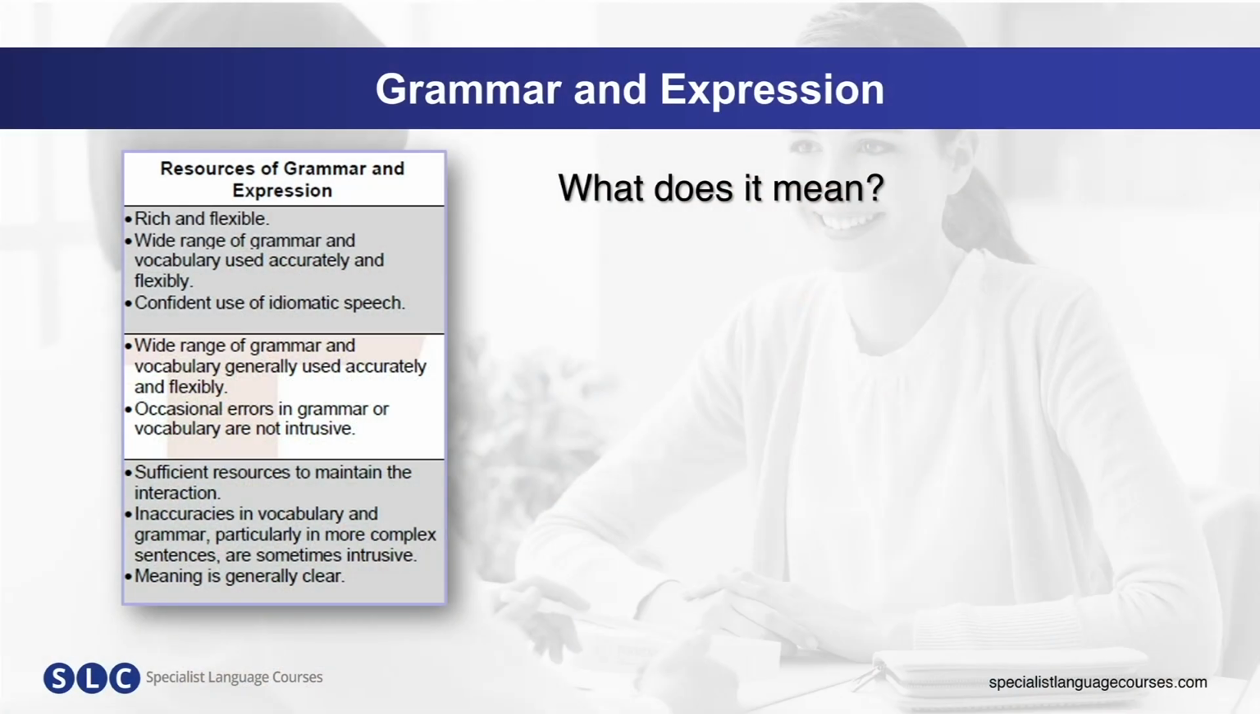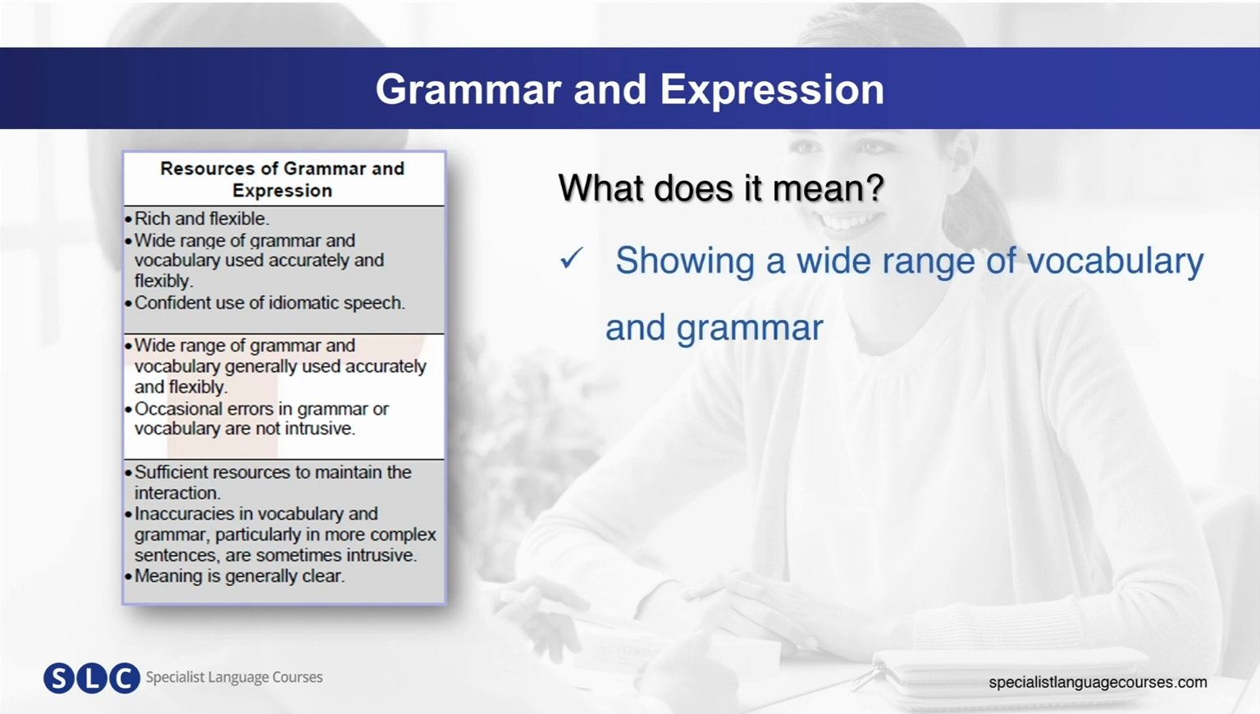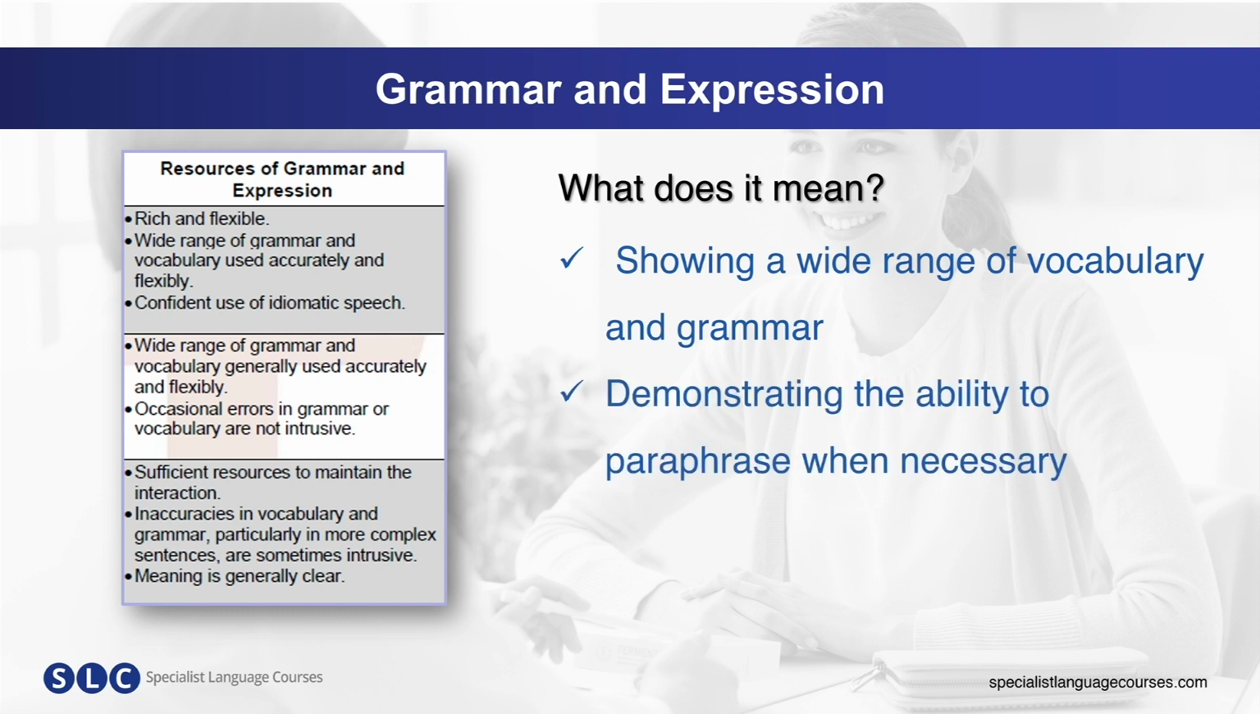And the last of the criteria is grammar and expression. What does that cover? Well, it's important to demonstrate that you have a wide range of grammar structures and vocabulary. Also, if you forget a word or a grammar structure, you need to be able to express yourself in another way, that is, paraphrasing. Linking your sentences together with suitable phrases is also important to make your speech coherent.